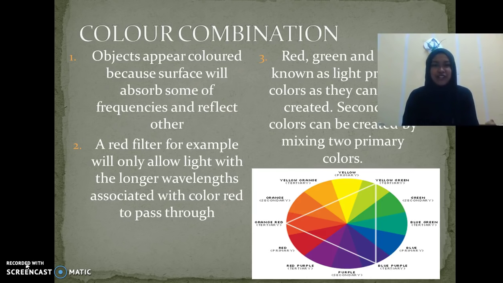Color combination. Objects appear colored because their surface will absorb some of the frequencies and reflect others. A red filter, for example, will only allow light with the longer wavelengths associated with the color red to pass through. Red, green, and blue are known as the light primary colors as they cannot be created. Secondary colors can be created by mixing two primary colors.